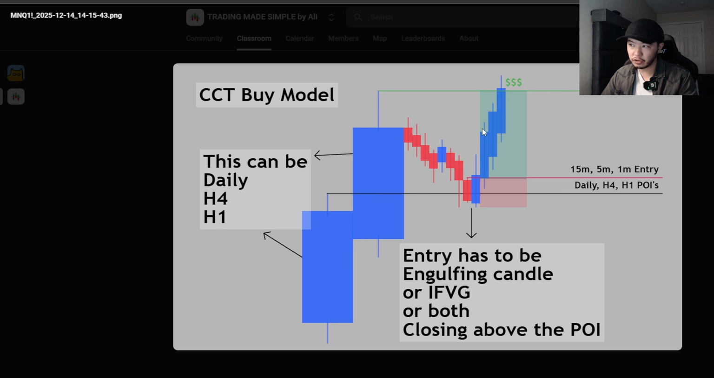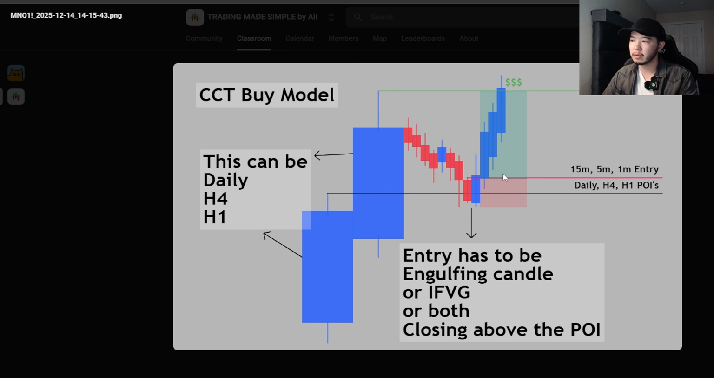And the entry model, a lot of people were confused. So my entry model is very simple. The entry model has to be an engulfing candle, meaning the candle has to be bigger than the previous red or blue candle, or an inverse fair value gap, or it can be both. If you get both, it's an even stronger sign, and it has to close above the POI. So those three: engulfing candle, inverse fair value gap, or both, and it has to close above the POI.